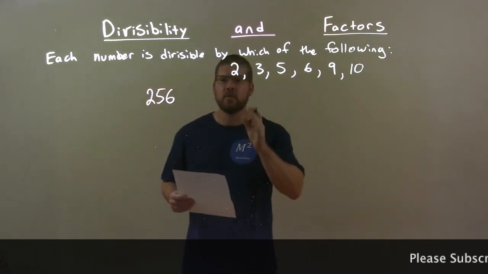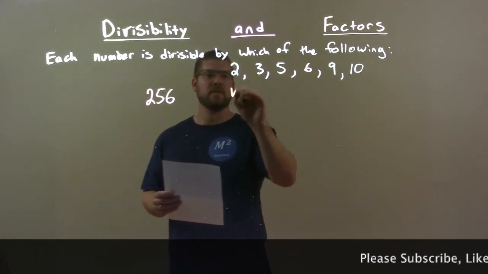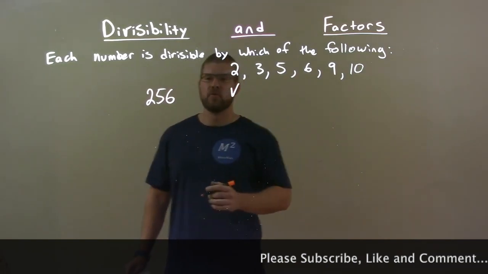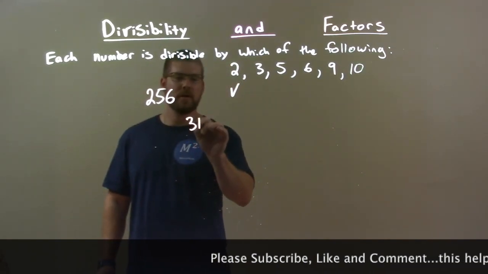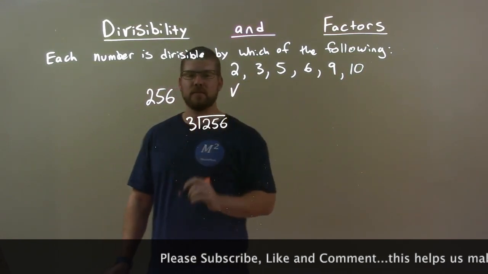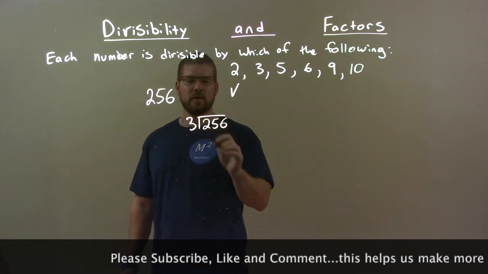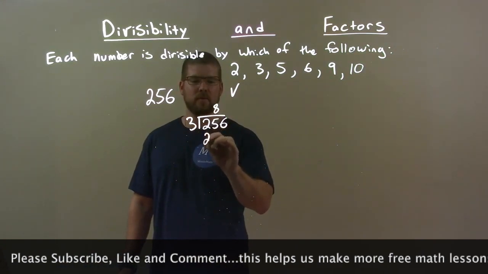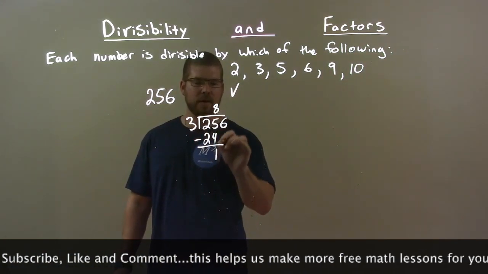256. Well, first thing here, that number is even, so 2 works. Always, if it's even, 2 is going to work. Now let's try 3. Does 3 go into 256? Long division. 3 goes into 2, none, but 3 goes into 25. We're looking at 8 times. 8 times 3 is 24. Subtract, get a 1.